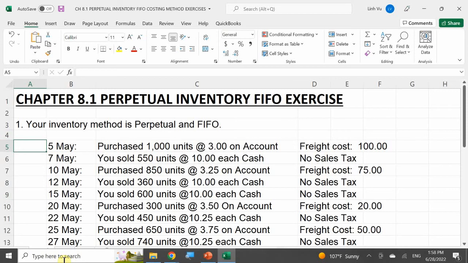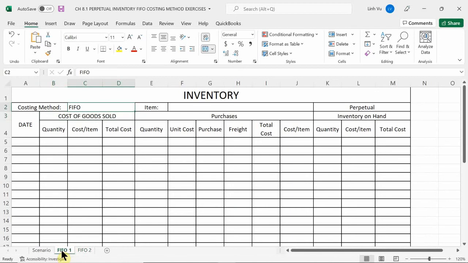So in this case, let's purchase 1,000 units at $3 each with a freight of $100, okay? So once again, I'm going to go to my first FIFO table here. This is what I was mentioning to you earlier. You have 3 sections. The first 3 columns, plus the date, focus on the cost of goods sold section. The next 6 columns focus on your purchasing, as well as your workspace area. And the last 3 sections are your inventory on hand.